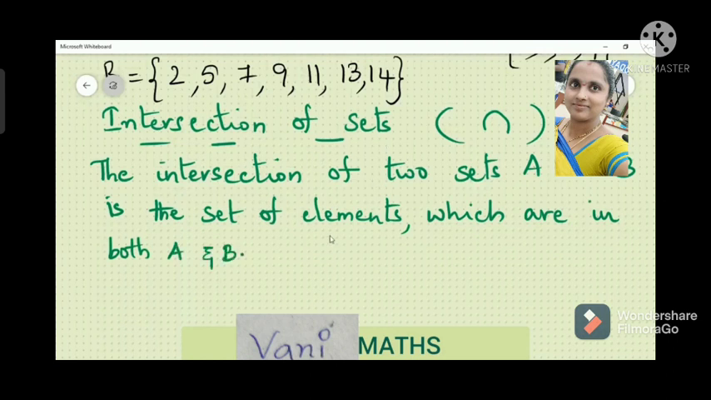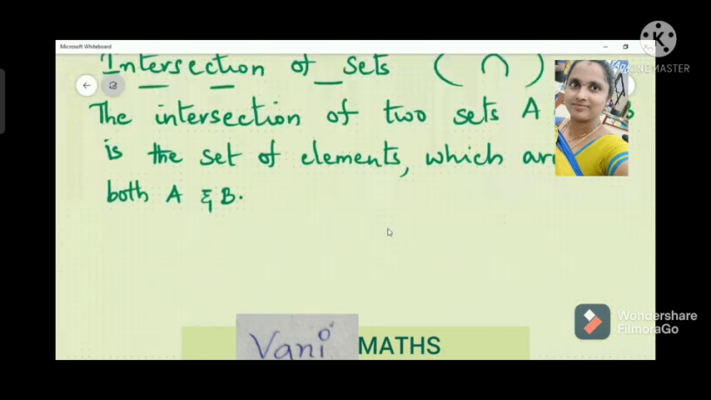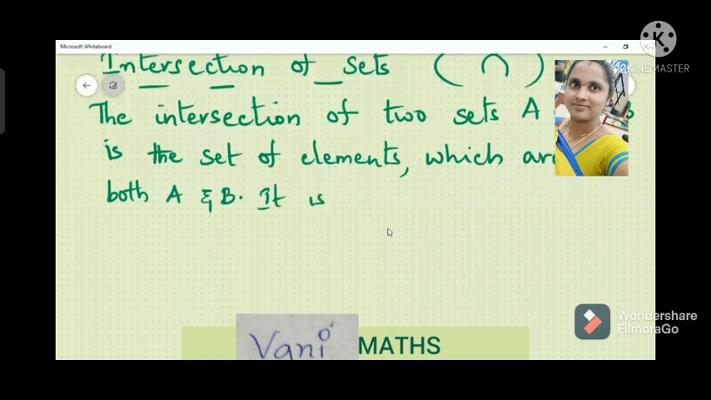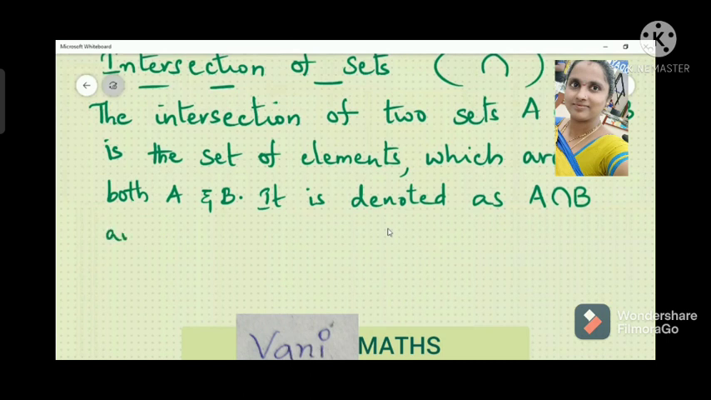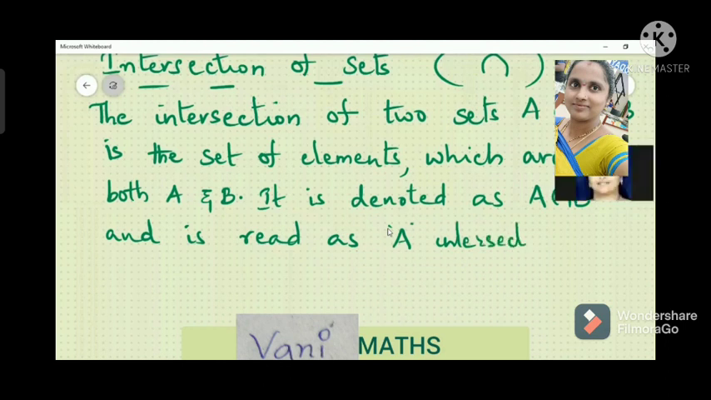Next, we have to write the notation. How do we denote it? It is denoted as A intersection B and is read as A intersection B. That's all.